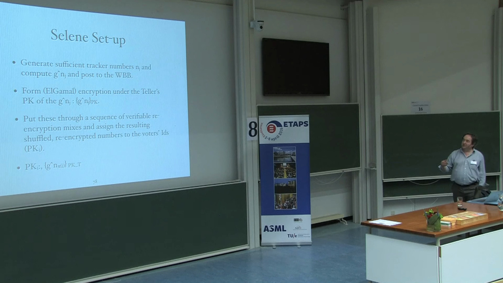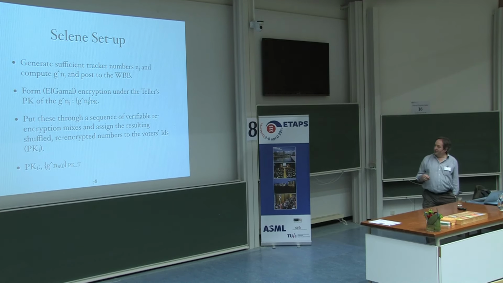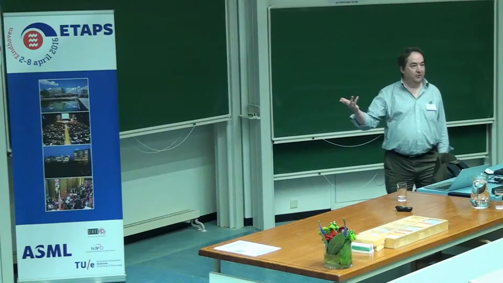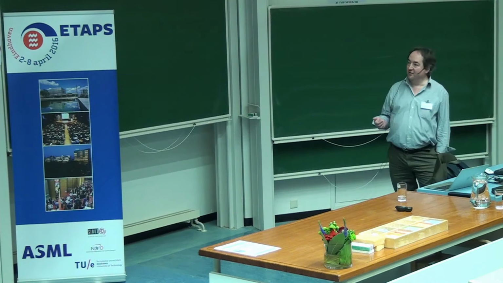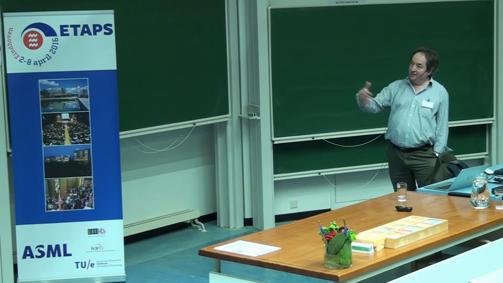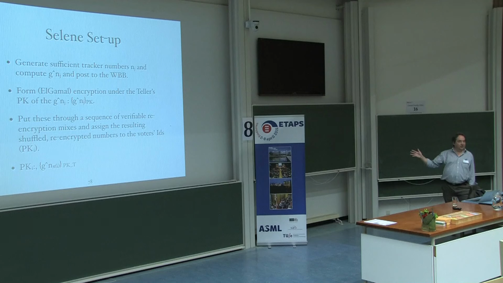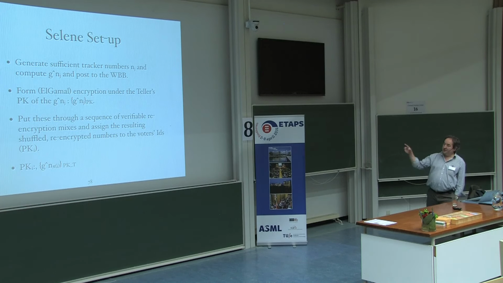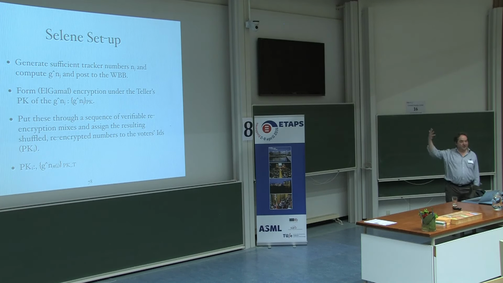So the first trick to achieve the uniqueness of all the trackers is we just generate a set of trackers in public and we post them on the web bulletin board so everybody can see that there are distinct numbers. And then we ElGamal encrypt them, a probabilistic encryption algorithm. And then we put them through a verified mixnet. Because it's verified, we guarantee that we retain the original set of plaintext trackers. And once we've done that, we can assign them in this now randomized order to the voters.